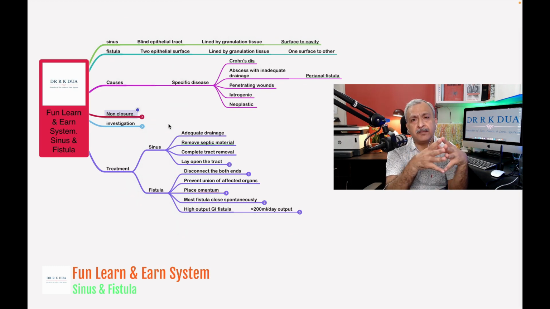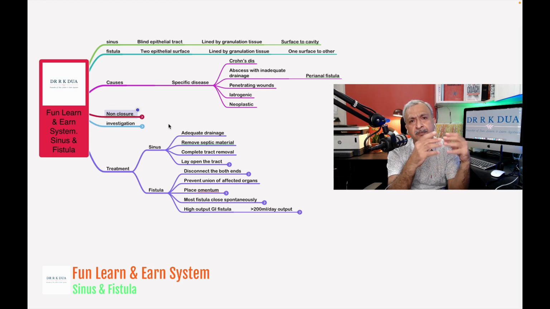So as we have discussed, in case of sinus, there is a blind tract. This is a blind tract, and there is no communication of this small cavity with any other structure. So unless we open this tract and this cavity and scrape out the whole of the granulation tissue, this cavity will not heal.